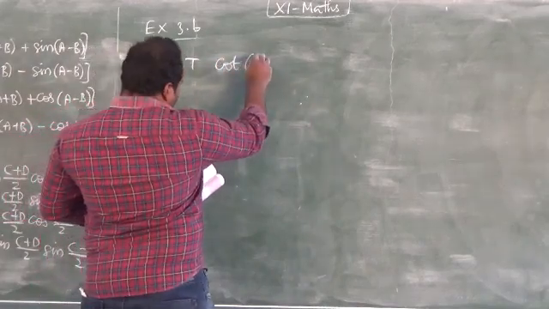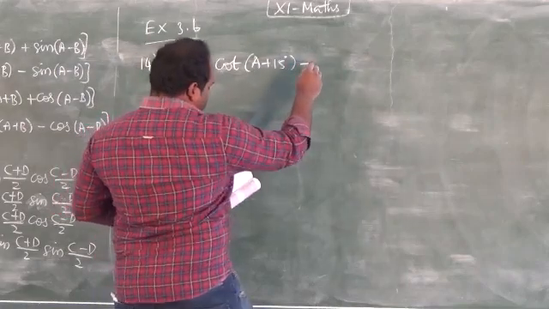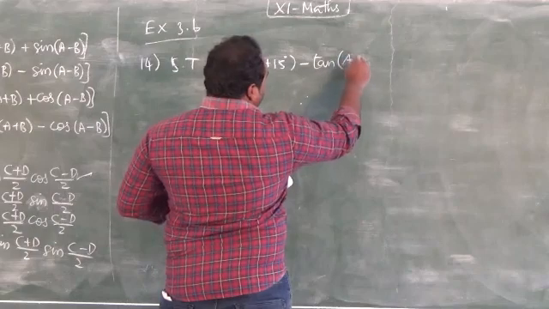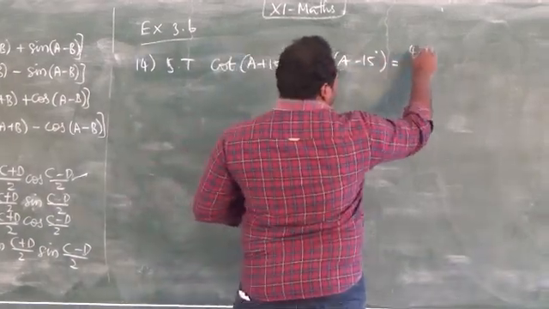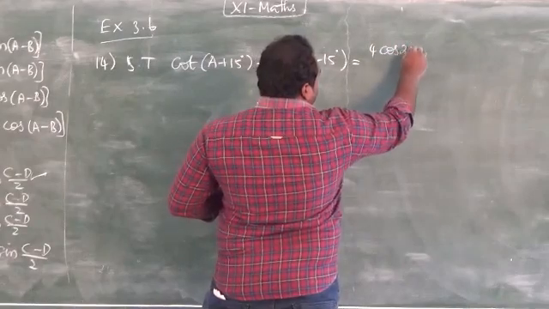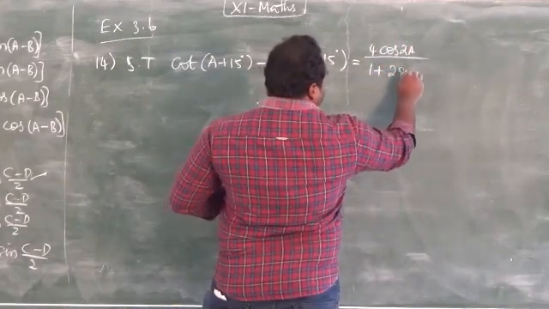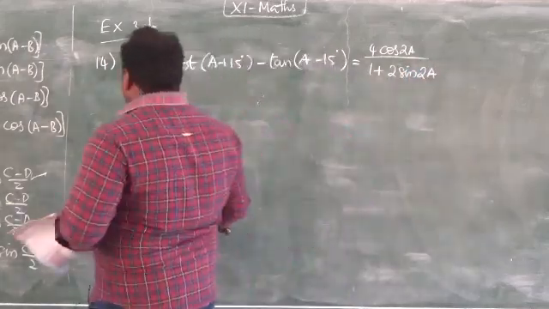Problem number 14, show that cot of (a plus 15) minus tan of (a minus 15) equal to 4 cos 2a by (1 plus 2 sin 2a). So here I am going to take the LHS side.